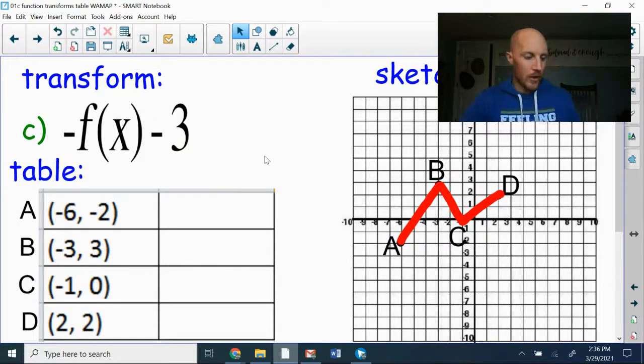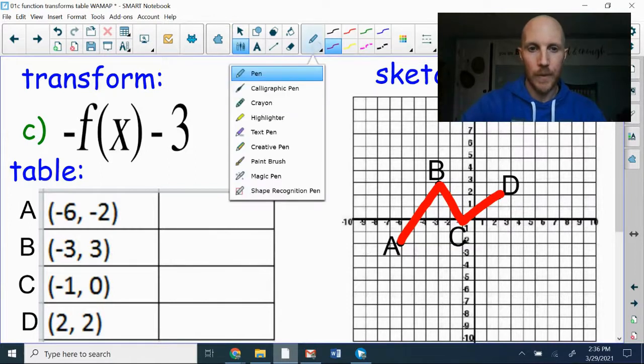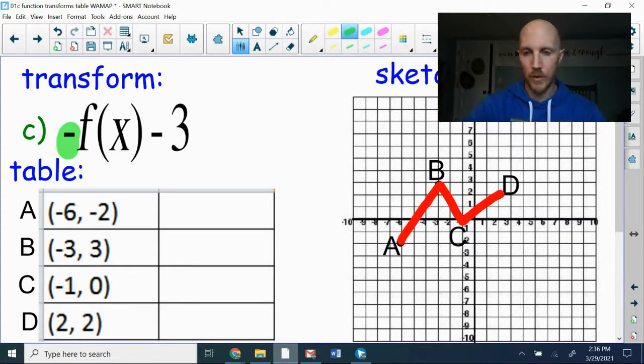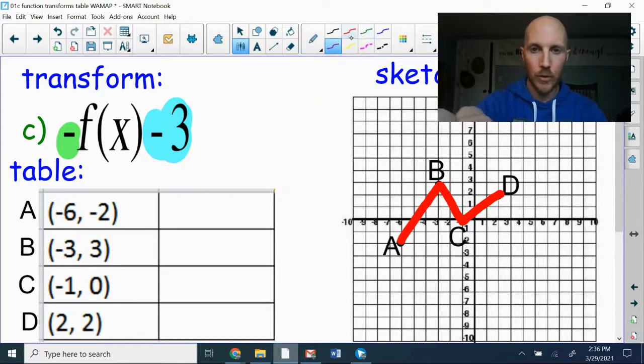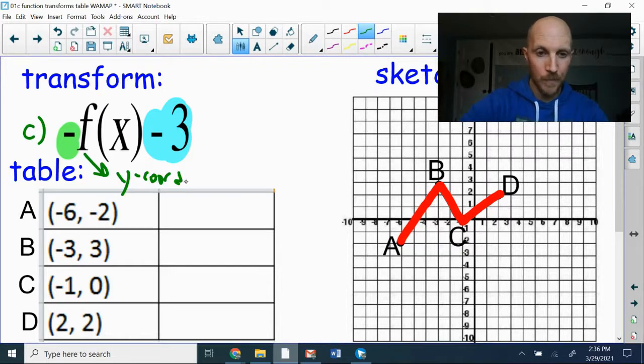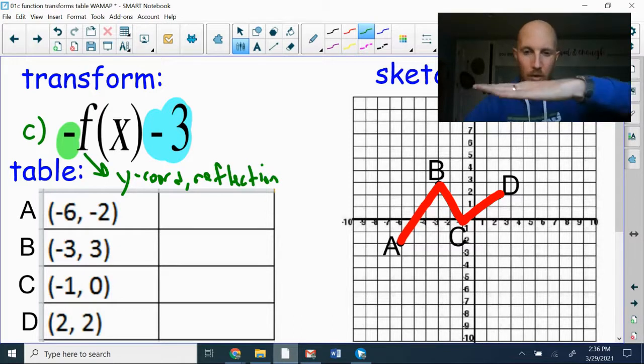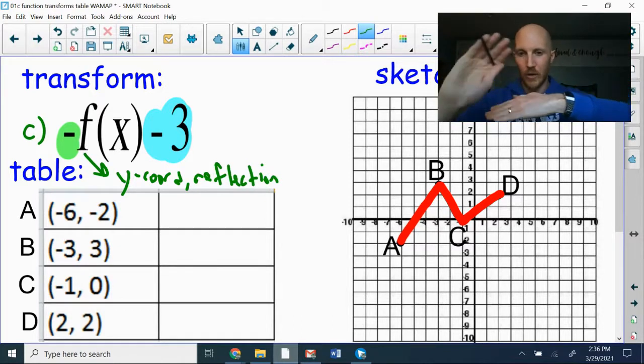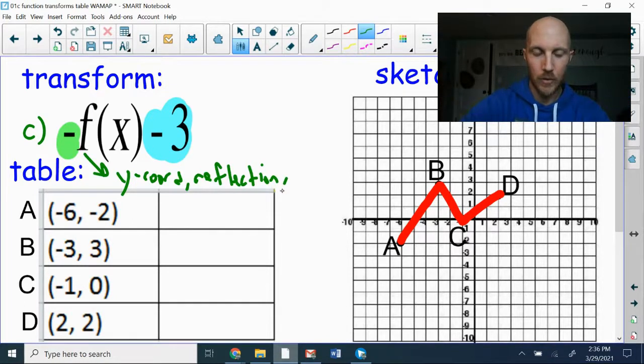All right, let's check another example. So on this problem, I've got a negative sign out in the front of my function notation, negative f of x, and then -3. So the green transformation is going to affect the y coordinate, and this is a reflection. It's going to reflect across the x-axis, so anything that's up is going to end up being down. Anything that was down is going to be up. And so I'm multiplying by -1. That is the operation I'm going to carry out on the coordinates.